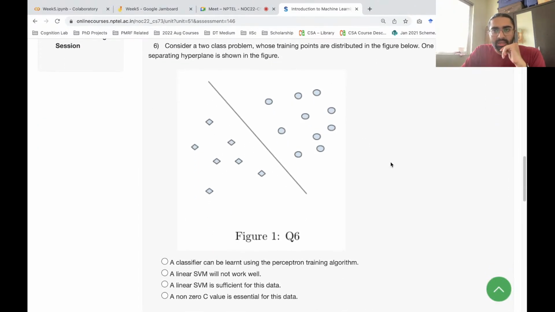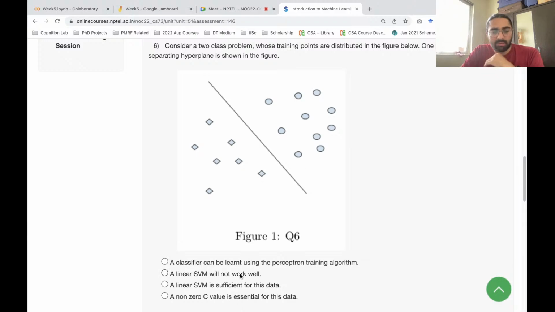Sixth question, the question is not exactly clear. Again, I've told that to the course TAs, they will fix it in some days. So the idea is that we have a two-class problem. Which of the following is true? So first thing is a classifier can be learned using the perceptron training algorithm, which is true because the data is linearly separable. This perceptron algorithm will be able to find a hyperplane.